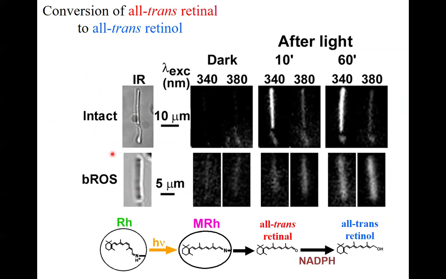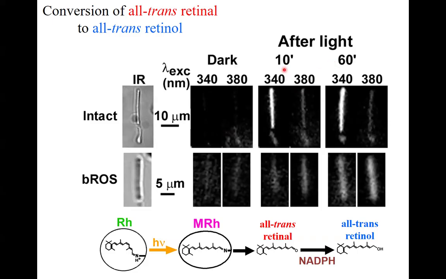And then what we do, we take fluorescence images, 340 and 380 nanometer excitation, right? These are the dark state for the intact and the broken off. And then we shine a lot of light for 1 minute. We bleach rhodopsin. We bleach about 95%, from the way we have measured it biochemically, when you do the same under the same conditions with rod outer segment membranes. This is how much we bleach.